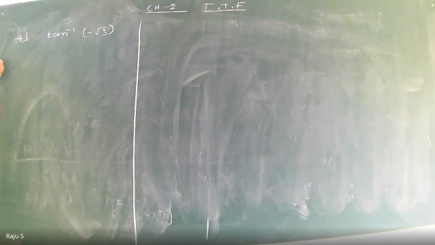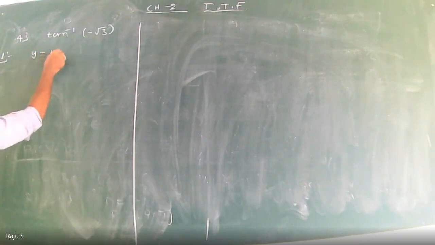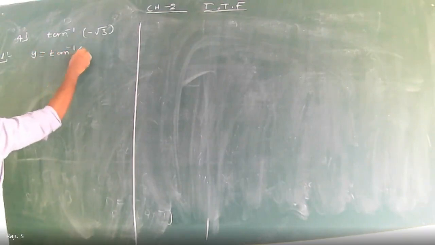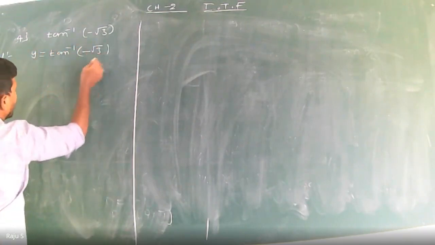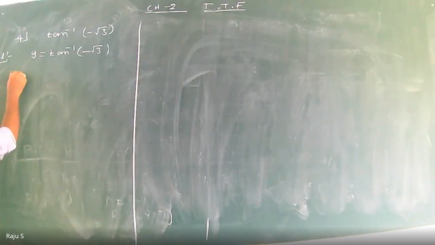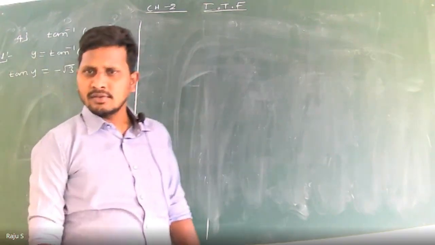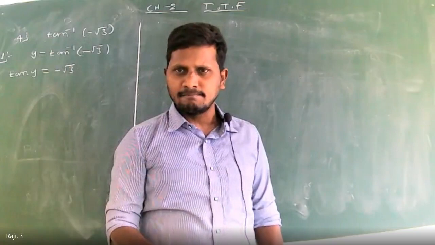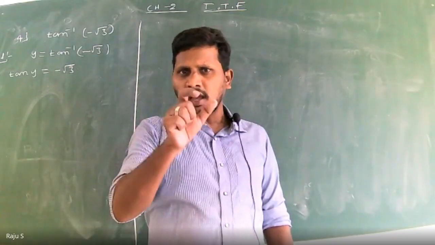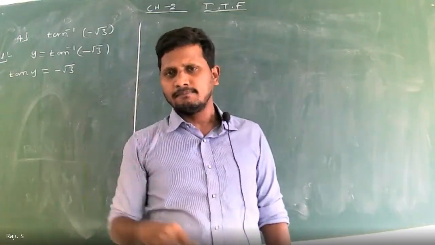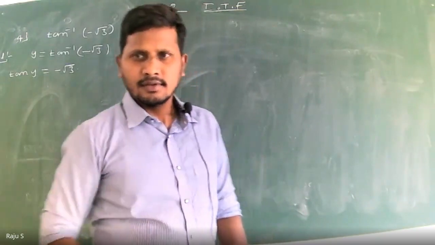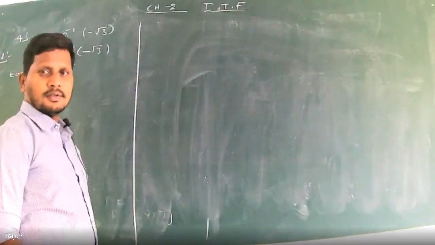Again in the solution, first we consider the given inverse trigonometric function as y equals tan inverse of minus root 3. So take tan to the left side: tan y is equal to minus root 3. Is it clear? Then tan of what value becomes root 3? Pi by 3, 60.